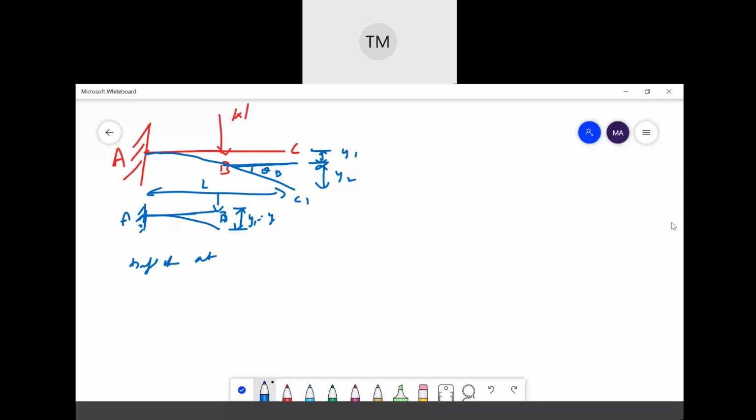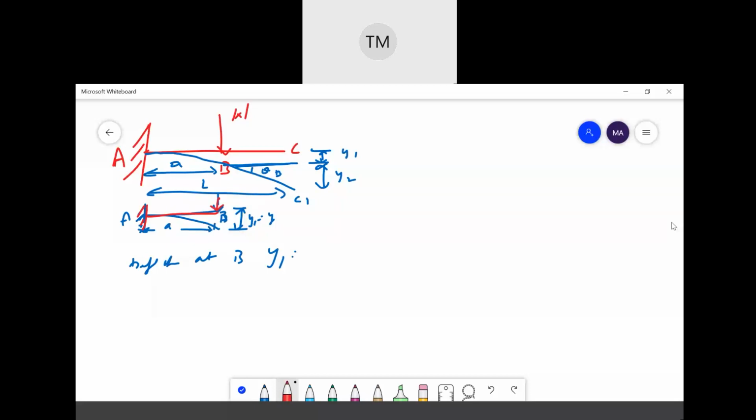B, that is y1. Directly you have a formula, but here the distance is given as A. Instead of L, here you are considering it as A. Is it clear? First we calculate the deflection up to this B point. Up to B point it looks like one cantilever beam. So here you are calculating y1.